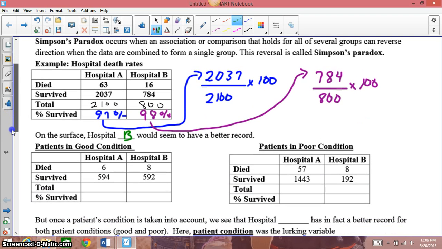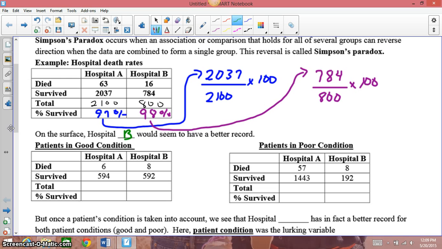However, if we take this data and examine it a little bit closer, this is still the same number of people that are going to these hospitals, but let's look at it in terms of good condition versus poor condition whenever they enter the hospital. So for example, here then I say, okay, in Hospital A, 6 died, 594 survived that went to Hospital A in good condition, for a total then of 600 people in good condition going to Hospital A. Likewise, 600 people going to Hospital B after adding those 8 and 592 together. So now we have a total of 600 going to both hospitals.